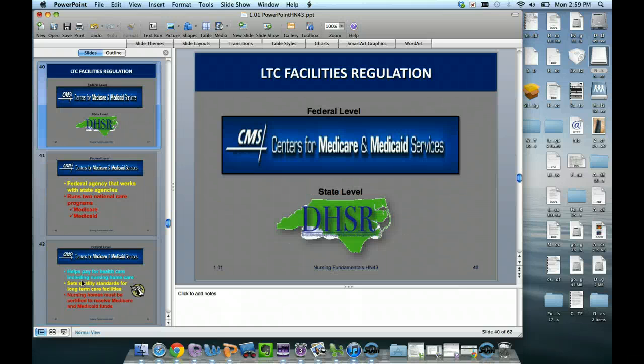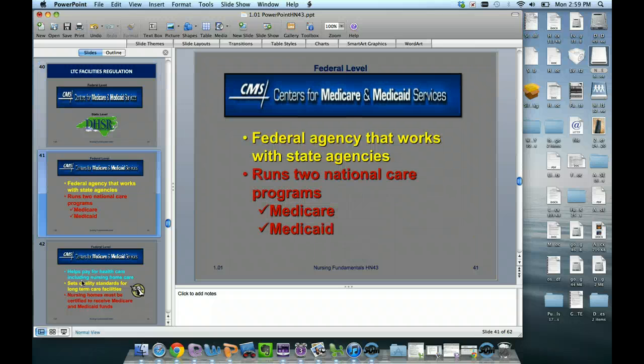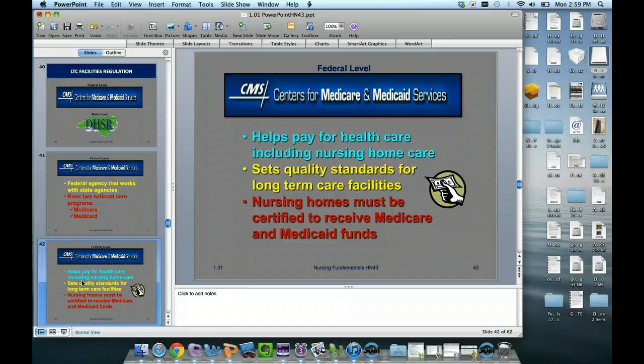So long-term care facilities are regulated. At the federal level, they are regulated by Centers for Medicare and Medicaid Services, and at the state level, they're regulated by the Department of Health Service Regulation. Why is this important? So the federal agency that works with the two state agencies run two national programs, which are Medicare and Medicaid, which are the major payer for health care, including nursing home care.